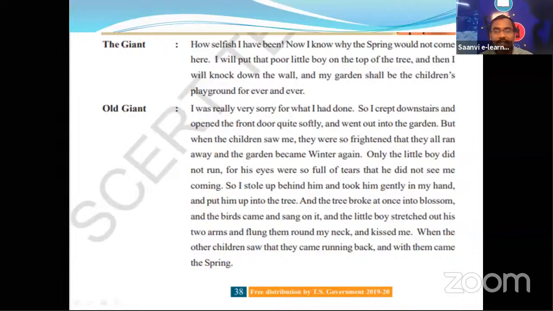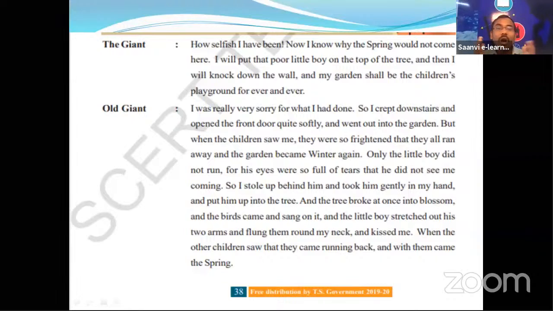So the giant had changed his character. He wanted the little boy to be put on the top of the tree. And then he decided to knock down the wall which he had built some months before. My garden shall be the children's playground for ever and ever. The giant also decided to let the children play in his garden. So the selfish giant's character had changed. He has become a kind character.